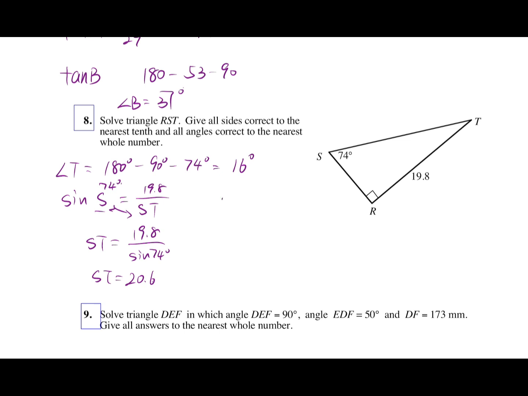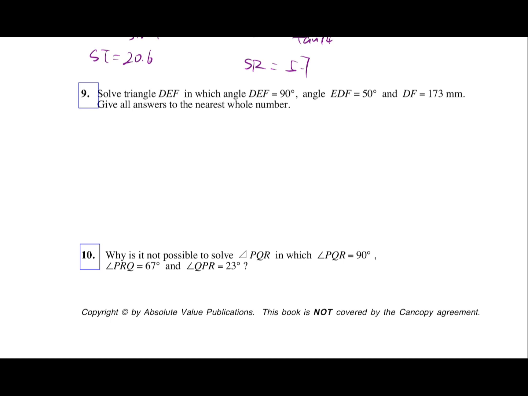And then for RS, we can use tangent. Tangent 74 degrees equals 19.8 divided by SR, and then SR equals 19.8 divided by tangent 74 degrees, so SR equals 5.27. Number 10, we have an angle, but it's impossible to solve this triangle because no side is given, and we cannot find any length of a side.